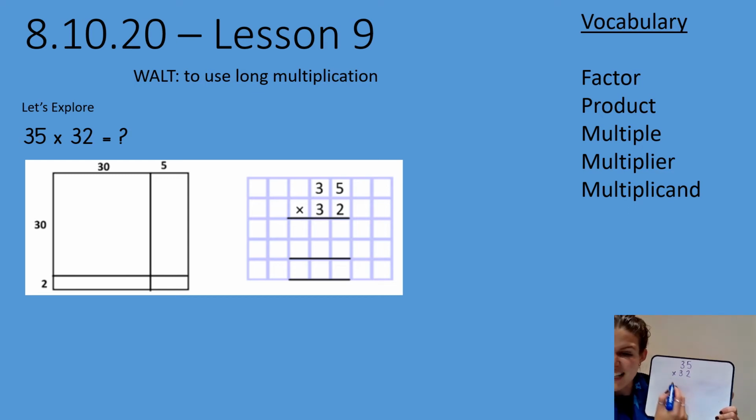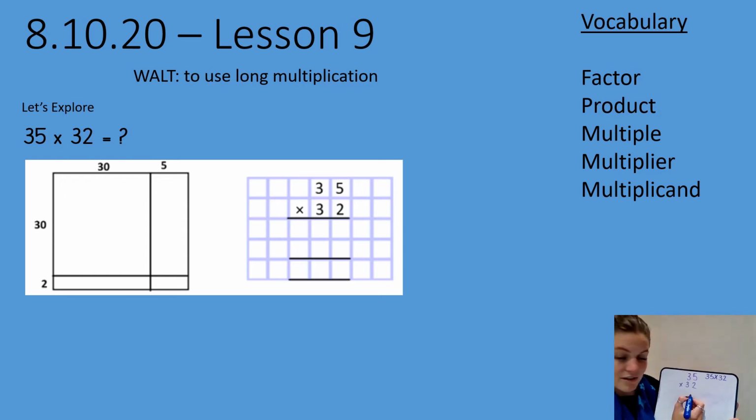So to begin with, to make sense of our equation, we should get into the habit of being able to write it like this. So we've got 35 multiplied by 32. 35 is my multiplicand, it's the number I'm multiplying. 32 is my multiplier. I'm multiplying everything by 32. So when I look at it here, my multiplicand is the first number, my multiplier is the second number.